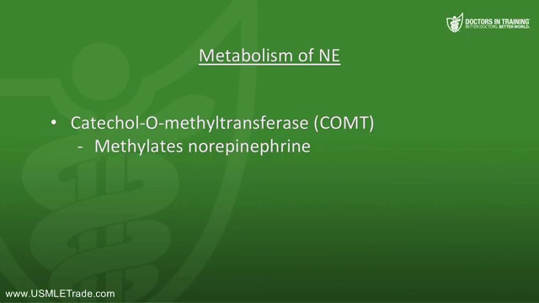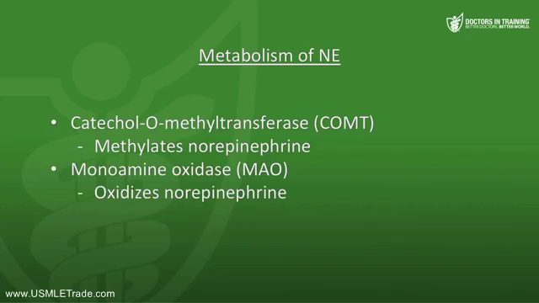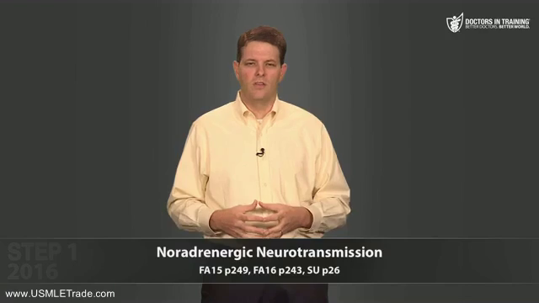Another enzyme that can metabolize norepinephrine is monoamine oxidase, or MAO. This oxidizes norepinephrine. So the methyltransferase is going to methylate norepinephrine, and monoamine oxidase is going to oxidize norepinephrine. Now, both of these reactions are going to make norepinephrine unusable as a neurotransmitter. So if you have a pheochromocytoma that's making lots of catecholamines like dopamine and norepinephrine and epinephrine, these two enzymes, COMT and MAO, will convert those catecholamines to things like metanephrine and normetanephrine and VMA, which you can test for in the urine to help make the diagnosis.